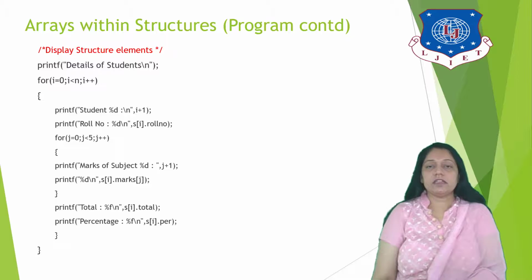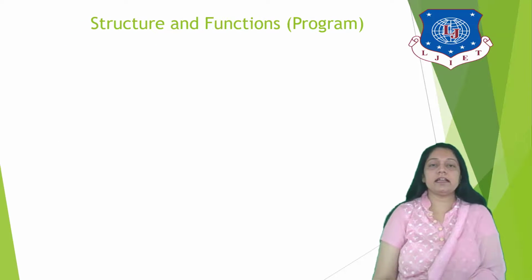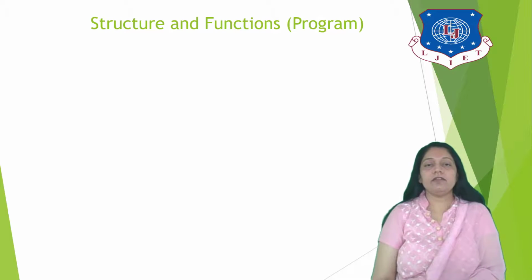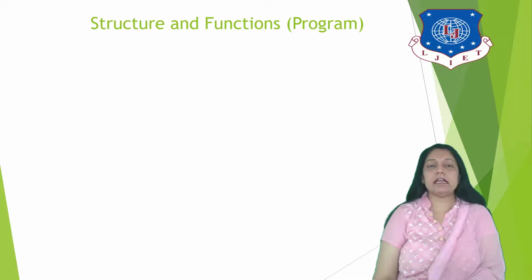Since we are using a member as a structure, we'll be requiring two for loops here. One for loop would be for the structure variable array and another would be for the member, the marks member array. So this was how we were using structures and arrays together. Now the next topic is structures and functions. We have seen working with structures and arrays. Now we'll see how to work with structures and functions.